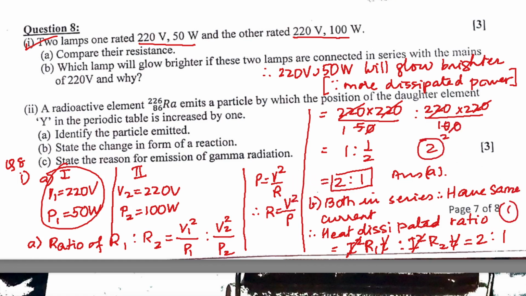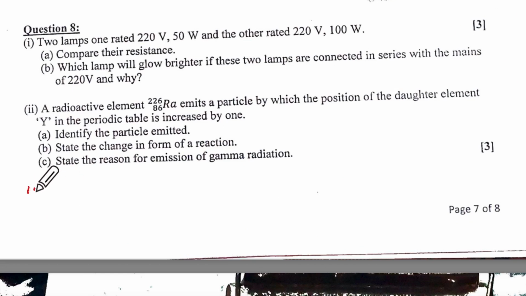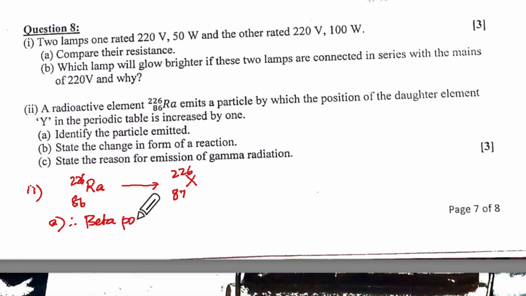Okay, now the next one is very simple. A radioactive element emits a particle by which the position of the daughter element Y is increased by 1. So 226 over 86 is emitting a particle and it becomes, let us say, X, 226 over 87. So identify the particle. Therefore, it is a beta particle. Spell it out. Please do not write the symbols.